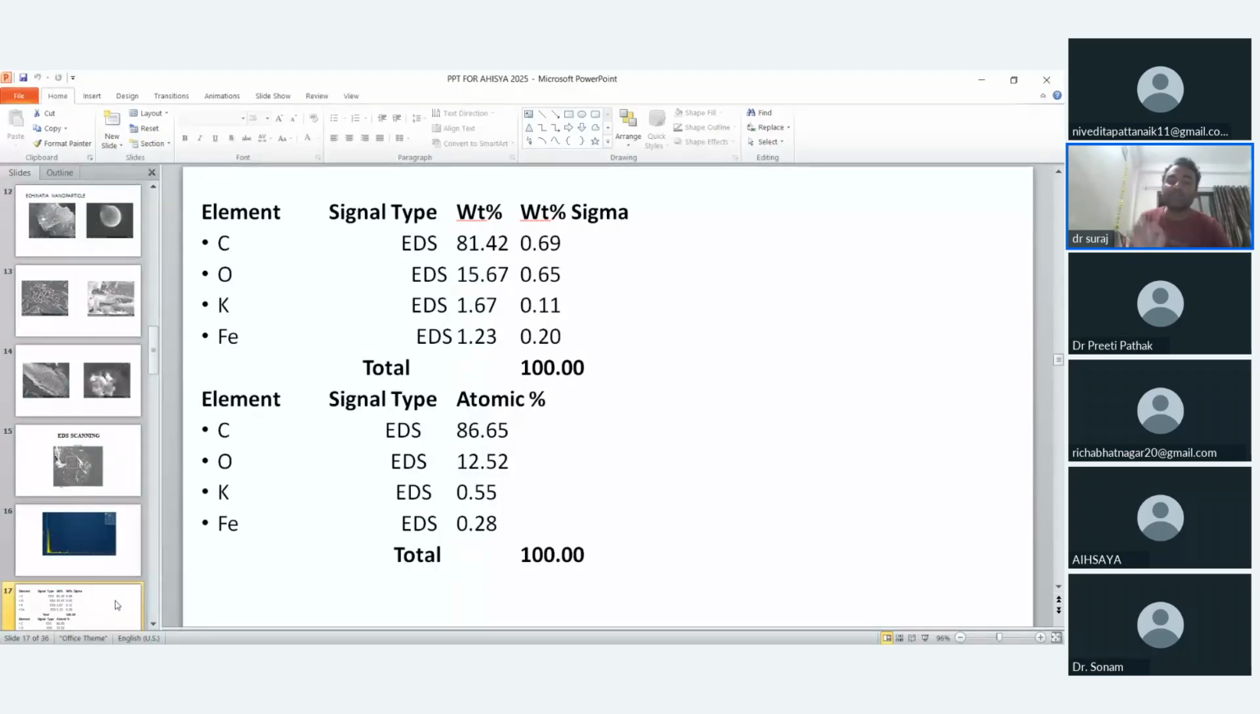So that is the main aspect of this compositional value of nanoparticles. Why do we want this composition? Why do we want to know about this? So this is the main aspect of such preparations.